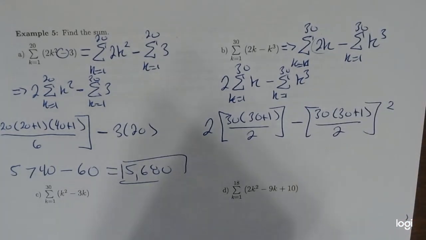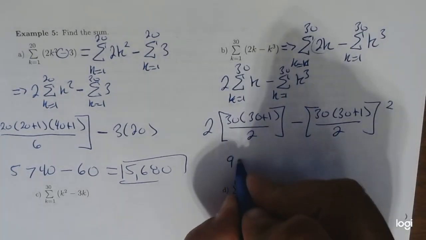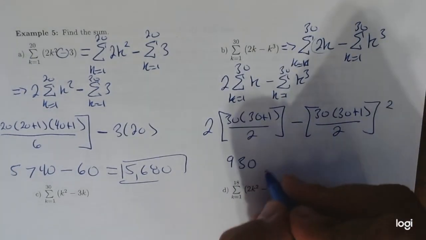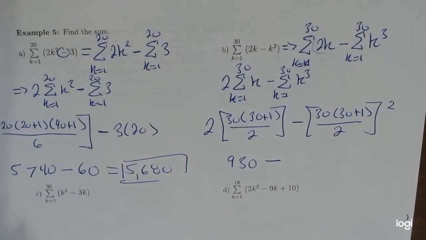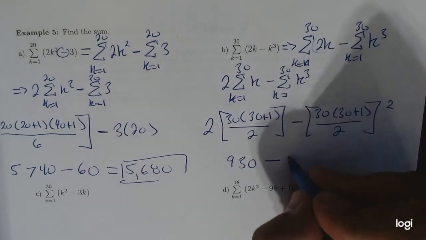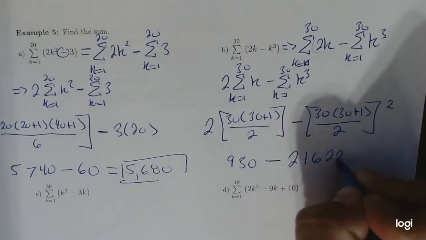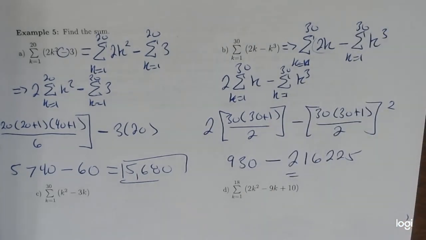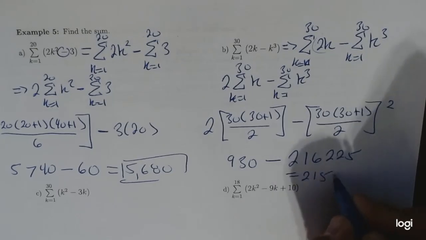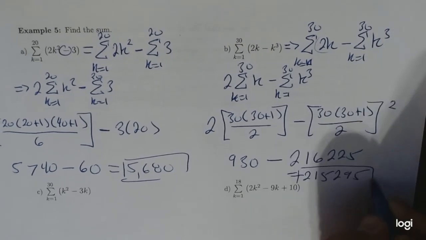At this point, we just multiply and see what we get. 30 times 31 divided by 2 times 2, they cancel each other out, so that's 930, minus 30 times 31 divided by 2, squared, which gives us a very big number. Then finally, subtracting them gives us our final product, negative. And there we go.